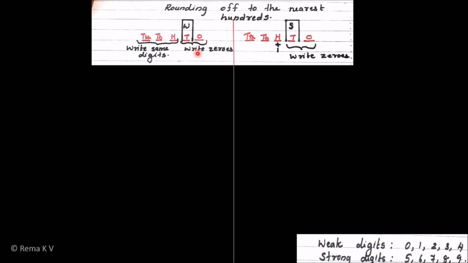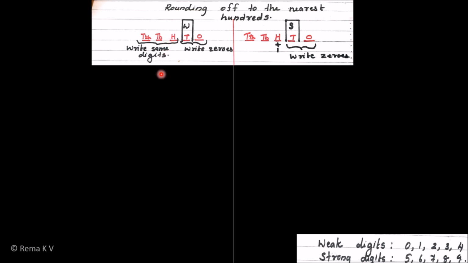So what you have to do first? Write zeros in the ones place and in the tens place. Now we are checking the digit in the tens place. If the digit in the tens place is a weak digit, which are the weak digits? Weak digits are 0, 1, 2, 3 and 4. If the tens place digit is any one of these 5 digits, we have to write the same digits in these places, that is, in the hundreds place, thousands place, 10,000s or lakhs, whatever be the places here.